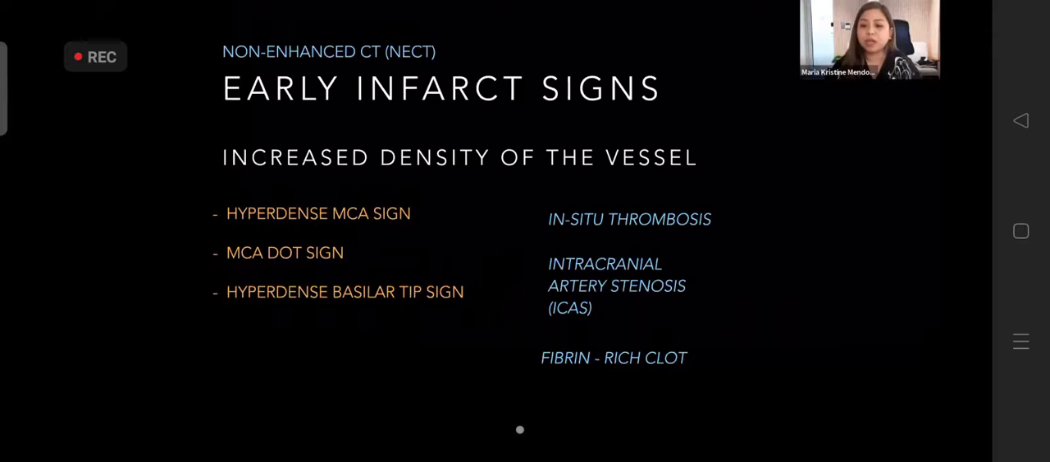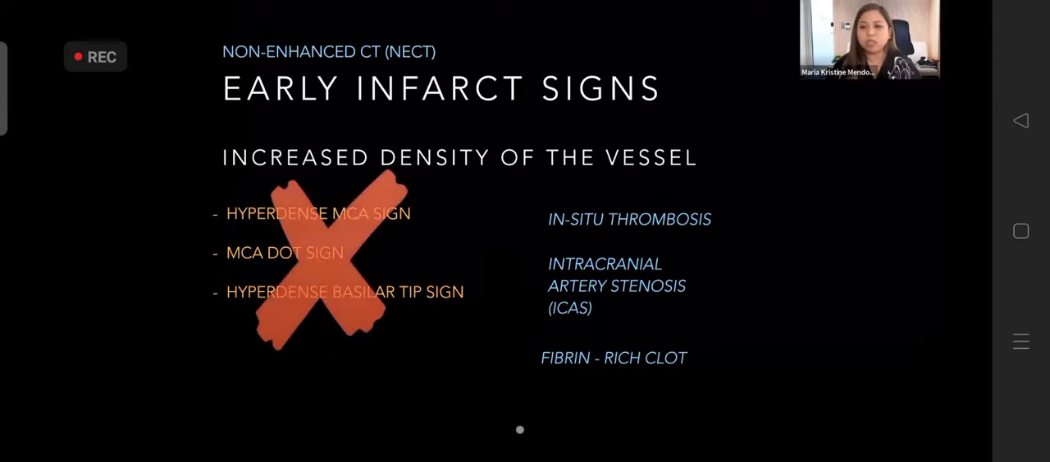And they say that erythrocyte-rich clots are actually easier to retrieve by thrombectomy compared to fibrin-rich clots, which will not present with increased density of the vessel sign. So, projected in these slides would be the scenarios wherein you may not appreciate the increased density of the vessel sign, even if there is an ischemic stroke present.